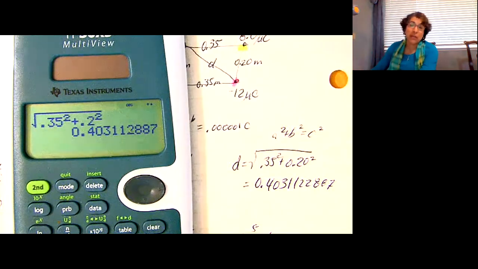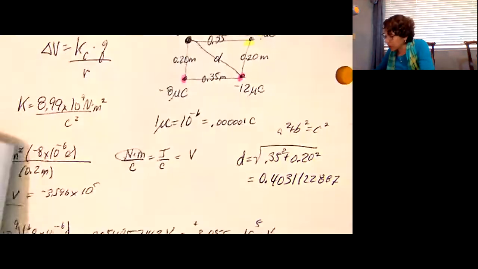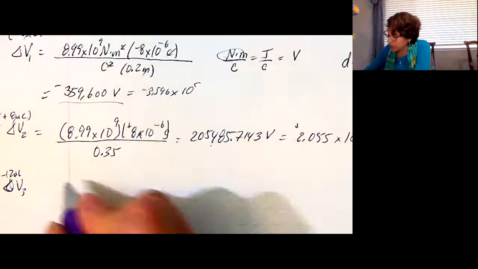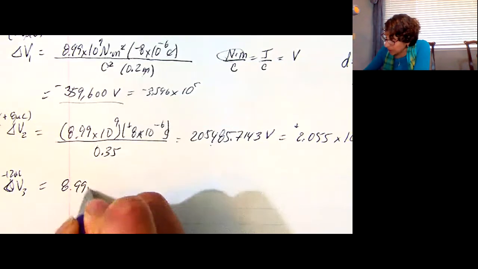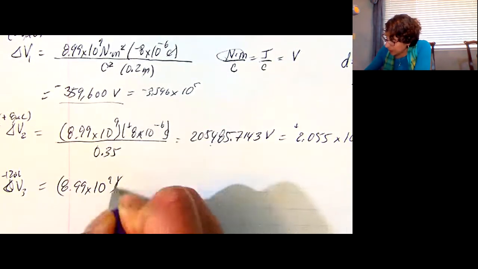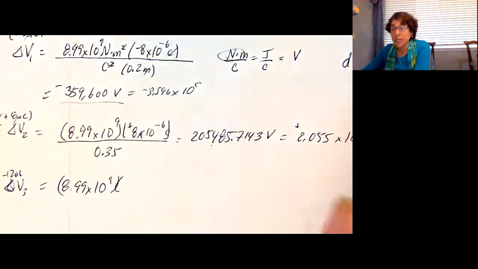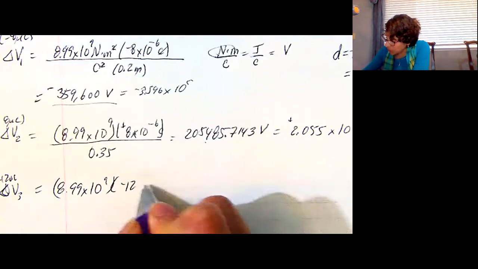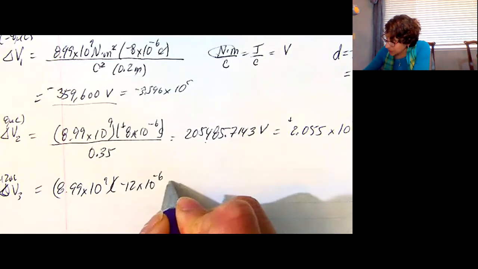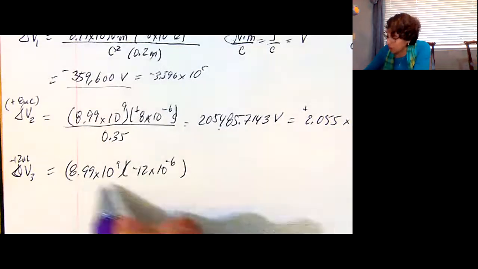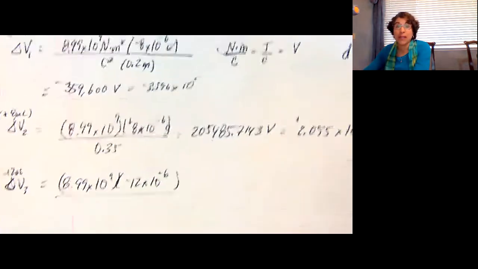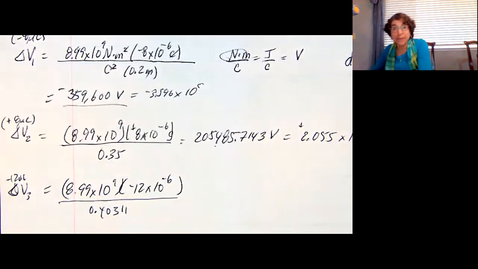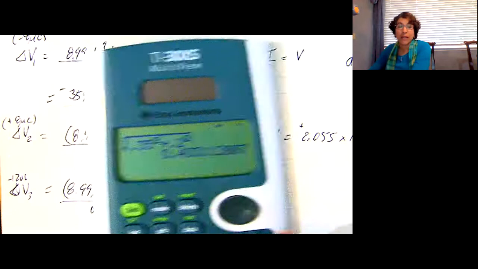I want this to be as accurate as possible, and I want you guys to start learning how to do this with your calculator. So notice here, I rewrite this: 8.99 times 10 to the 9th, and the next one is Q, which is negative 12 micro, so negative 12 times 10 to the negative 6 coulombs, all divided by this whole long thing, 0.40311, etc.